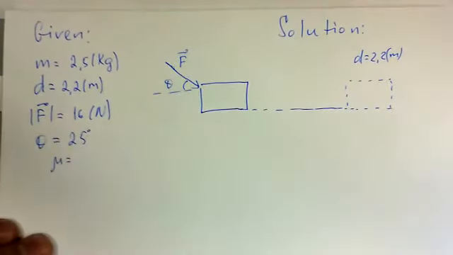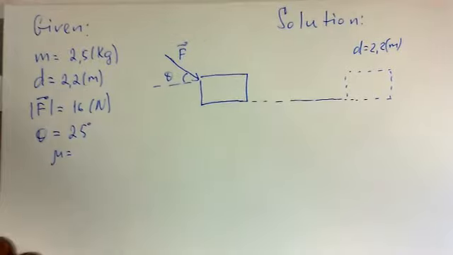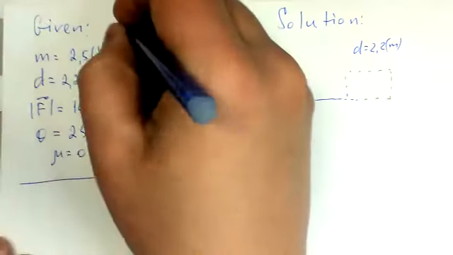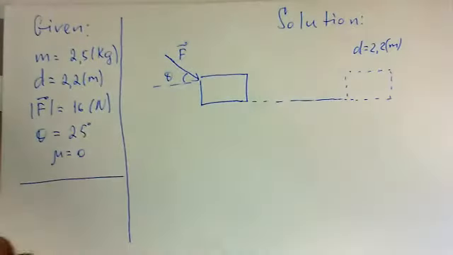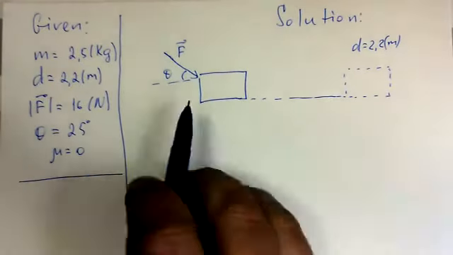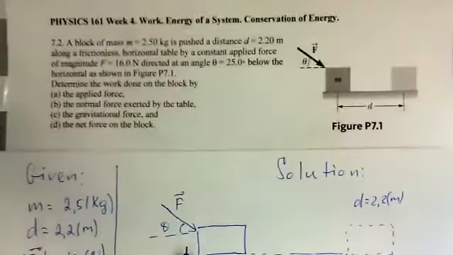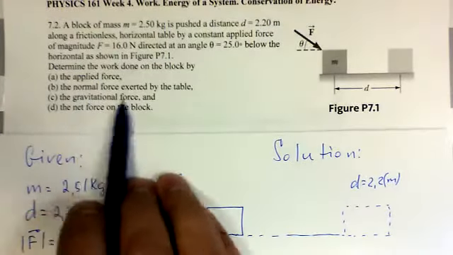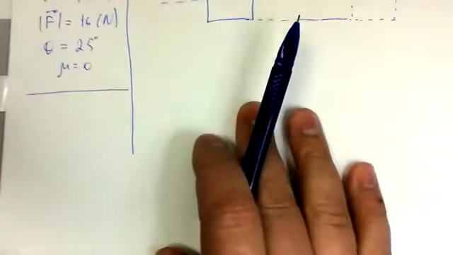So the coefficient of kinetic friction is 0. And we need to find the work done by the force, by the normal force, and the work done by them. So this external force, which is the applied force, the normal force, the gravitational force, and the net force. So let's find the work.